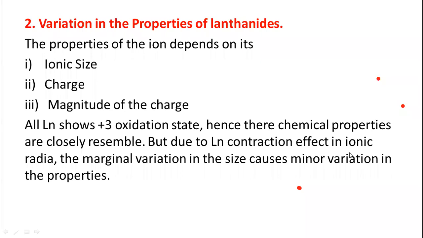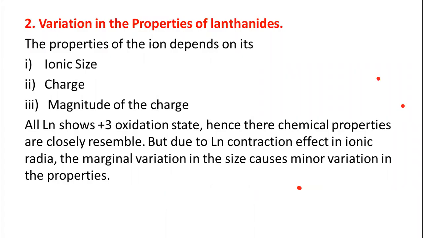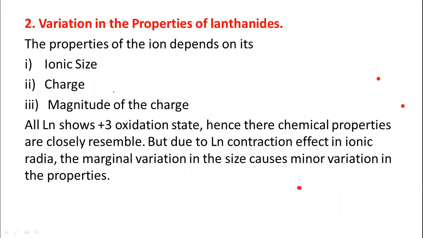But due to the lanthanon contraction effect, as there is a decrease in the atomic radii from lanthanum to lutetium, marginal variation in the size causes minor variation in the properties. Let us take an example to explain this. For example, the lanthanum 3+ ion.